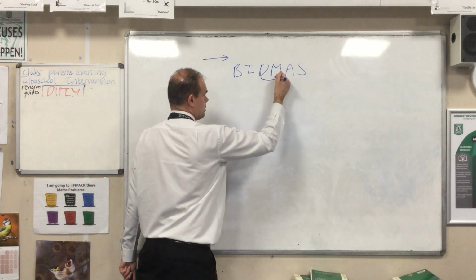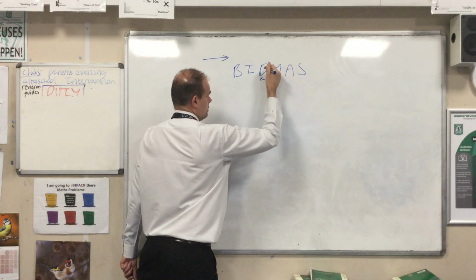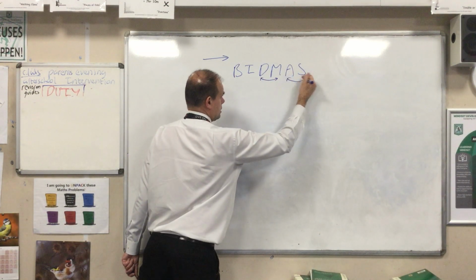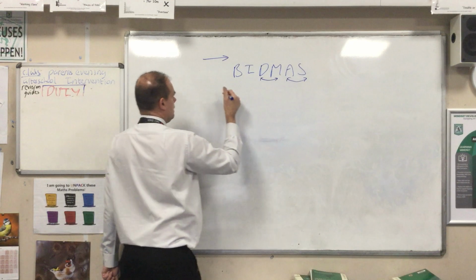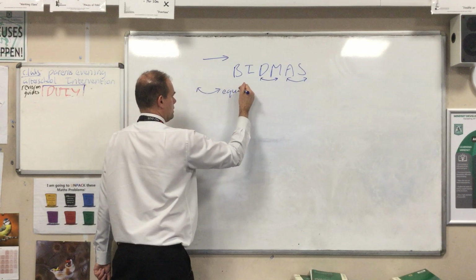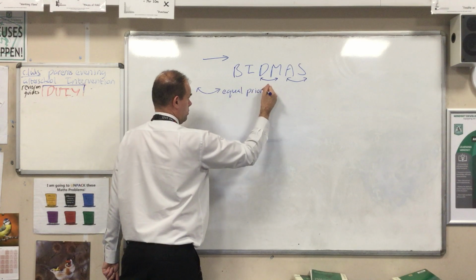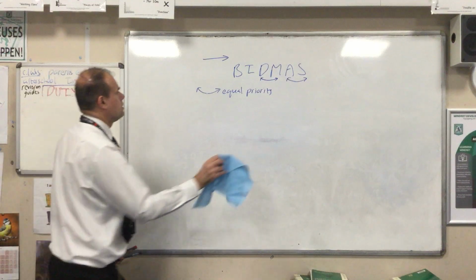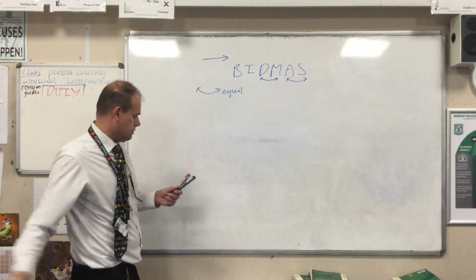Divide and multiply come next, but because they're opposites of each other, they have what we call equal priority from left to right, and add and subtract are opposite, so they have equal priority. So that little symbol there means equal priority. Whatever comes first from the left, or there. Oops, spelling. Check that there. Equal priority. Just make that a bit better.